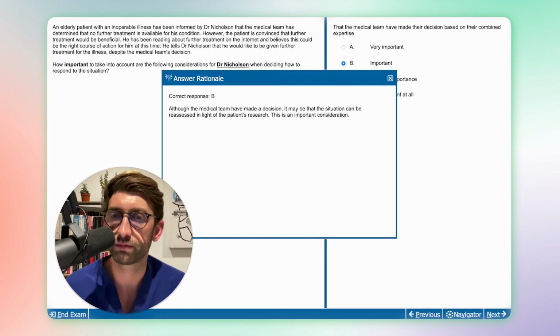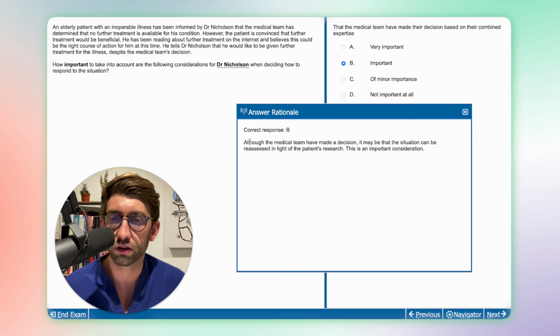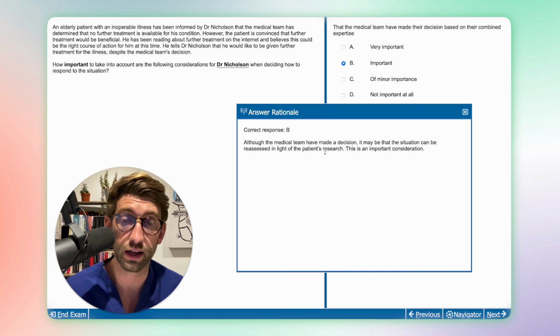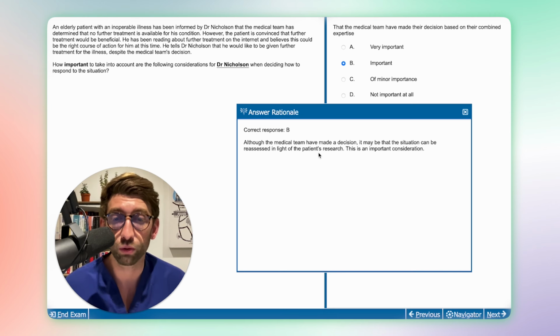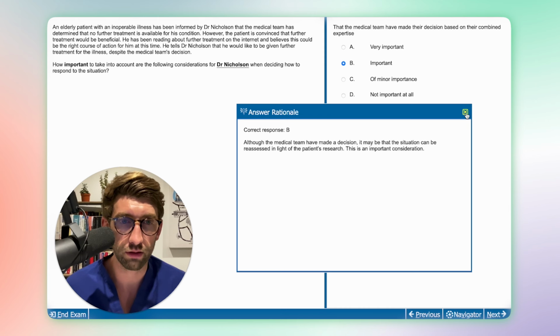Let's check out the answer. Okay, good. So although the medical team have made a decision, it may be that the situation can be reassessed in light of the patient's research. Yeah, exactly. So they might not know all the information, have all of the cards. And yeah, it's important to consider that there might be something to reconsider.